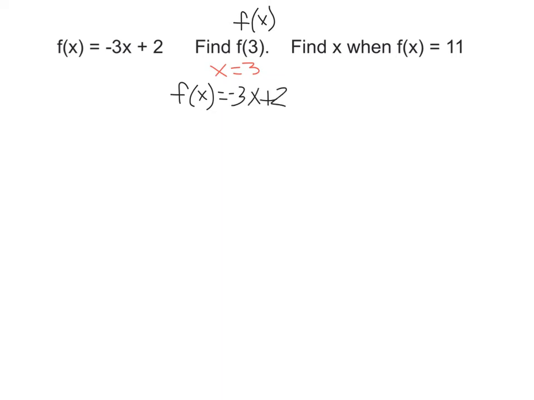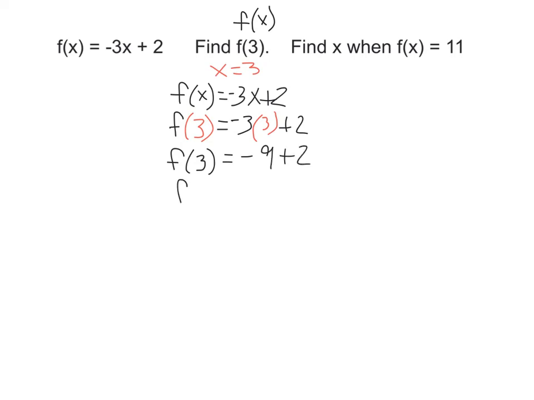So we have f of x equals negative 3x plus 2. Now what we're doing is we're finding f of 3, so we need to put a 3 in wherever we see an x, because that's what x equals. So we're going to put a 3 in for x here. Okay, now f of 3 just stays f of 3. This is just the final answer is going to be f of 3 equals the function at 3. Well, negative 3 times 3 is negative 9 plus 2, so f of 3 equals negative 7.